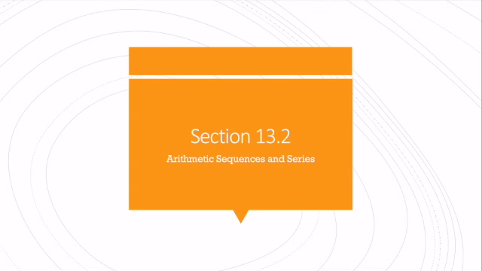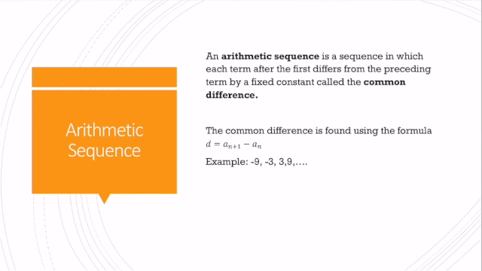All right, now we're going to talk about section 13.2, which covers a special type of sequences and series, and those are arithmetic sequences and series. An arithmetic sequence is a sequence in which each term after the first term differs from the preceding term by a common number, a constant, called the common difference.